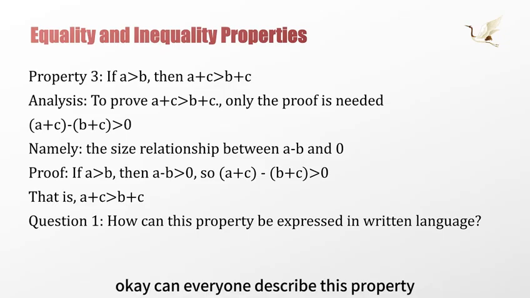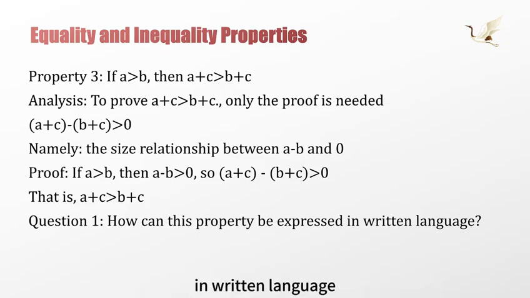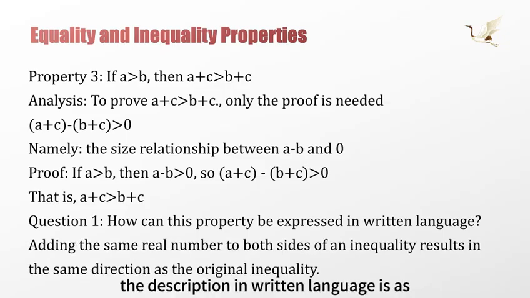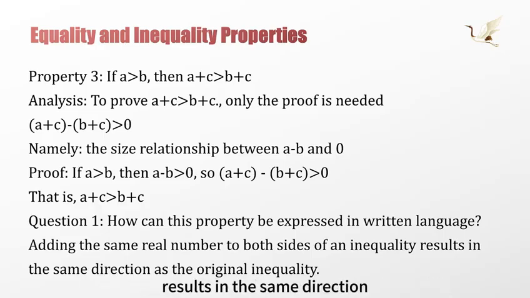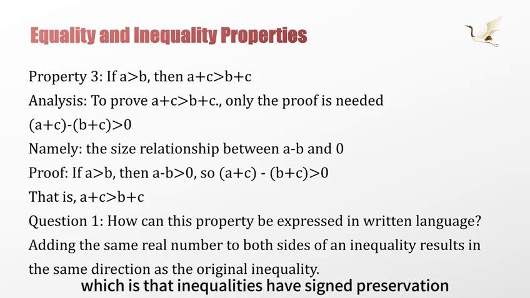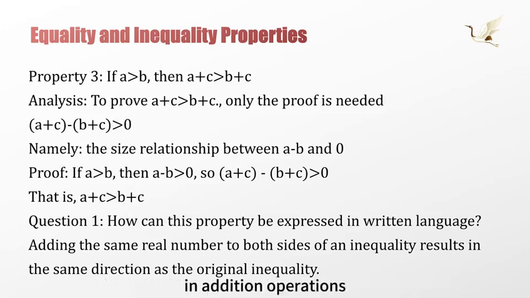Okay, can everyone describe this property in written language? The description in written language is as follows. Adding the same real number to both sides of an inequality results in the same direction as the original inequality. We can see that the description in written language is actually very straightforward, making it easy for us to understand the essence of this property, which is that inequalities have sign preservation in addition operations.